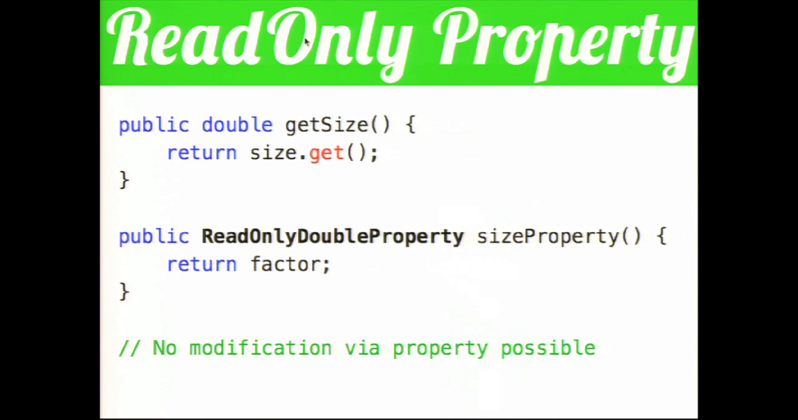Instead, you should do this one, read-only double property. And this one doesn't have a set. I didn't know that from the beginning, and when I ported all that stuff from Swing, I just forgot it. And then I figured out, oh, okay, here we go. Read-only properties are also there. So sometimes it helps to read the API before you start coding.